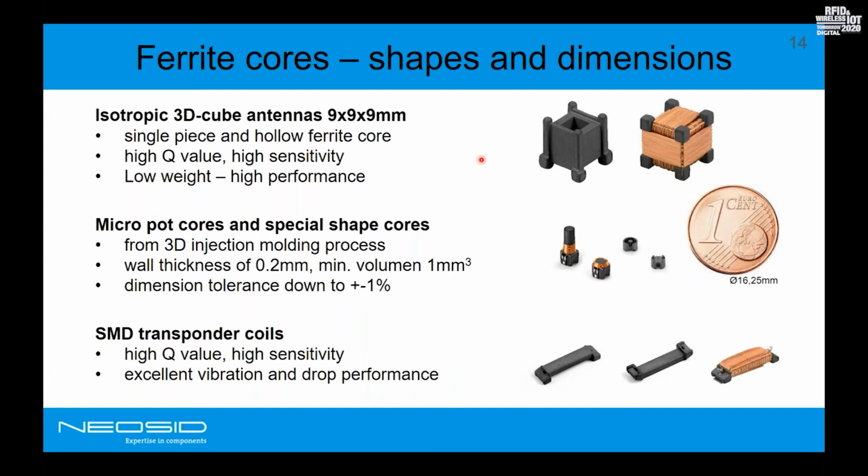We use this technology not only for ferrite cores for transponders, but also for SMD transponder coils, which are used in the electronic industry and also for RFID antennas. Because the ferrite core consists of only one part, we have very good vibration and drop performance, which is an advantage, especially in the automotive environment.